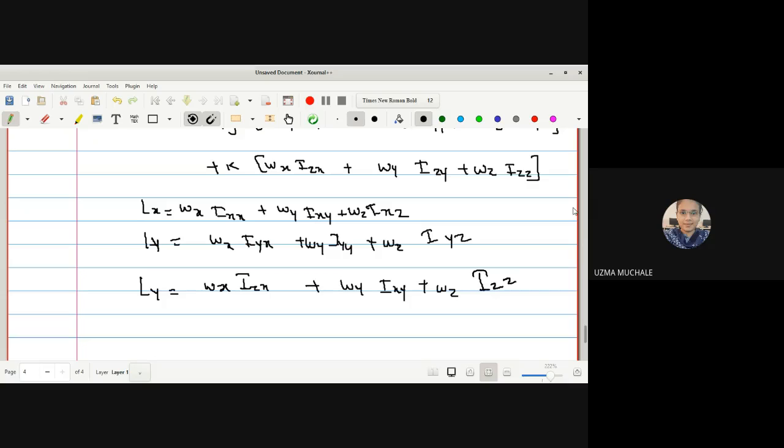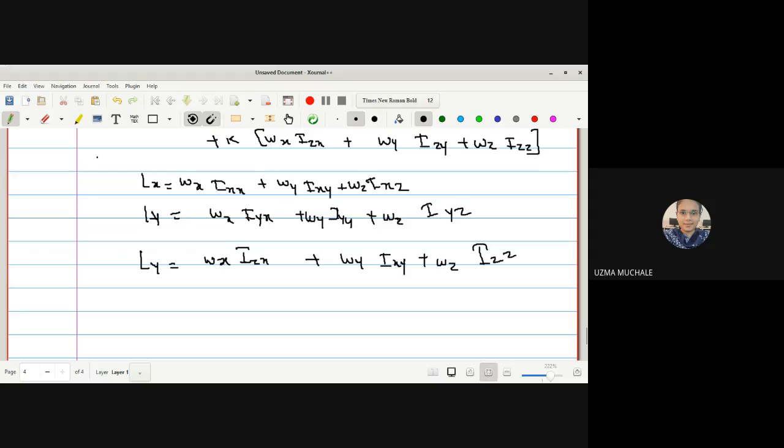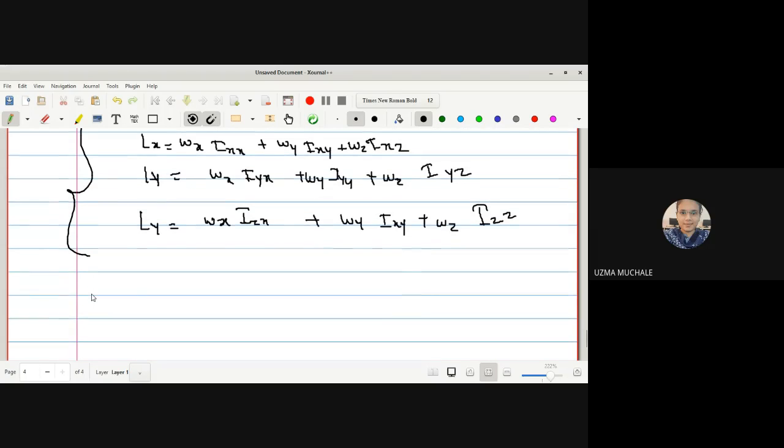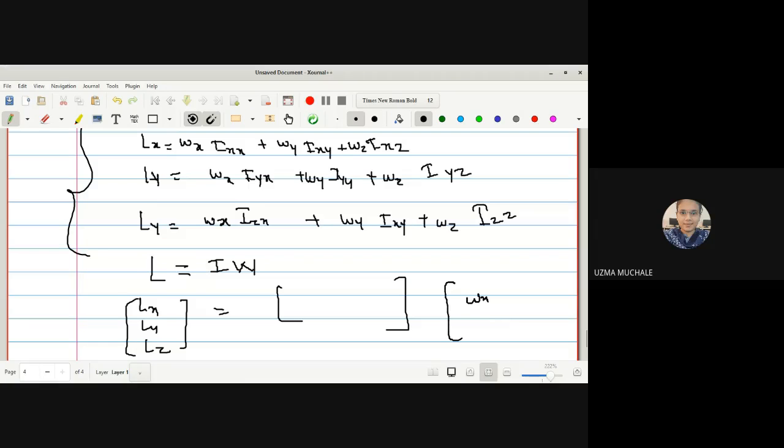Okay, now simply we have to denote what Ixx, Iyz and all are. Now we have got these three equations, and I have to write them in the form of a matrix. What is the matrix for this? I can write this as L equals I into W, and hence we can write Lx, Ly, Lz. And what will be I? I is this 3 cross 3 matrix, and here we have simply Wx, Wy, Wz.